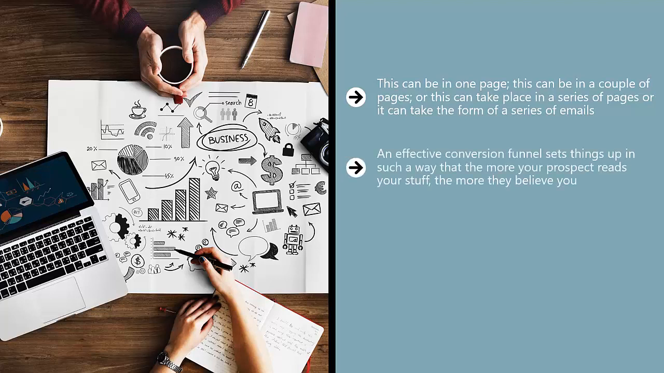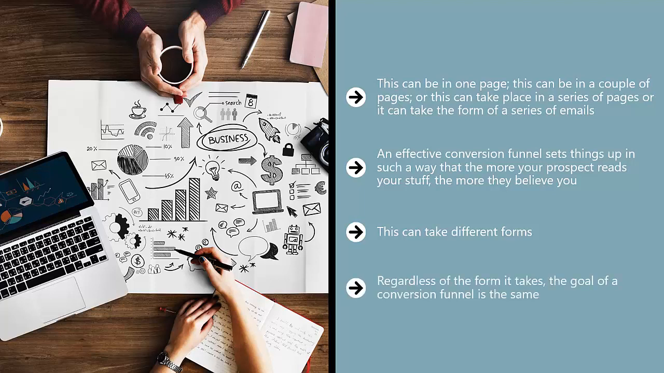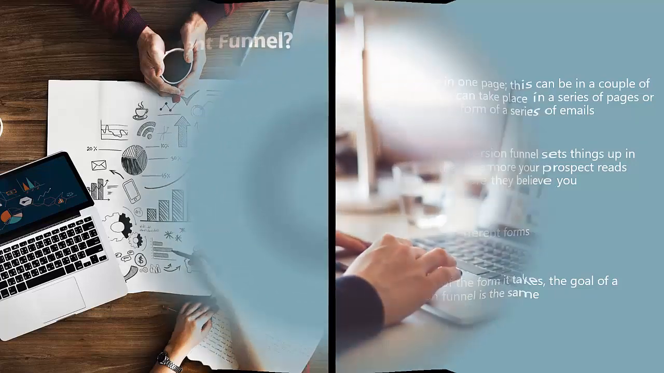An effective conversion funnel sets things up in such a way that the more your prospect reads your stuff, the more they believe you. This ultimately creates enough trust for your prospect to do what you want them to do. This can take different forms. You can ask them to fill out a form, and when they fill out the form, you get paid by a sponsor. You can ask them to click on a sales link that says, "Order now." When they buy something, you get a commission. You can ask them to enter their email address and join your mailing list. Regardless of the form it takes, the goal of a conversion funnel is the same. It's all about getting traffic from the internet, filtering it down to a core group of people who believe you and trust your authority enough to do what you want them to do.